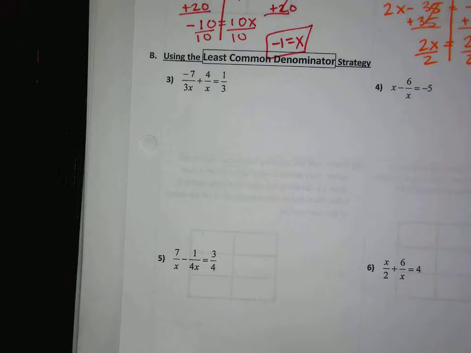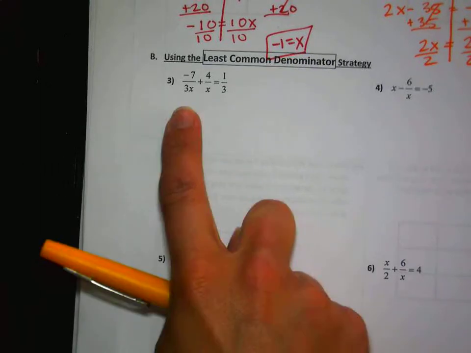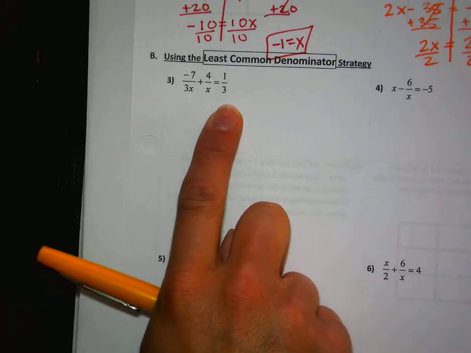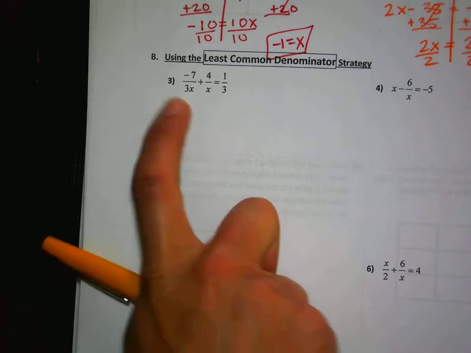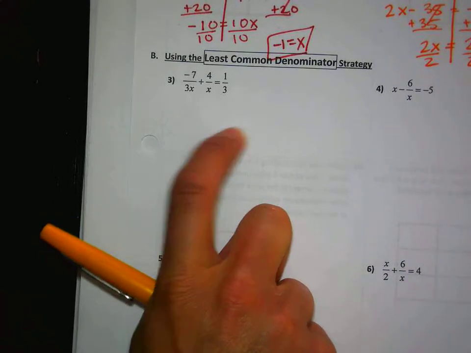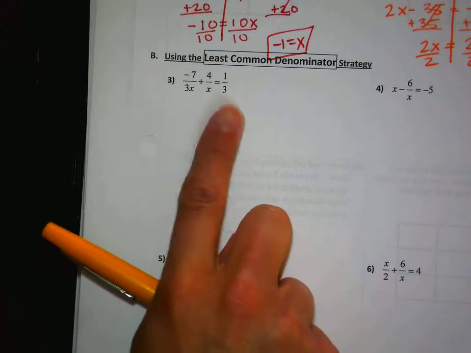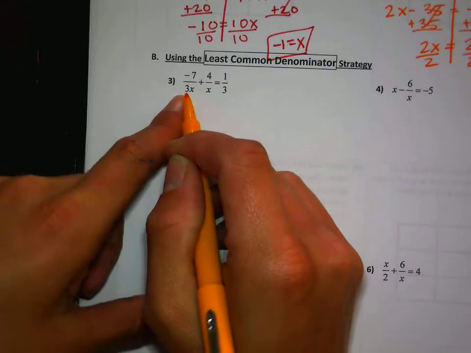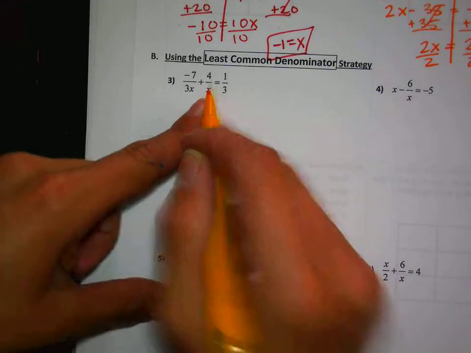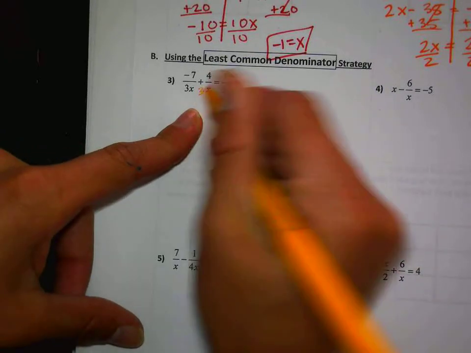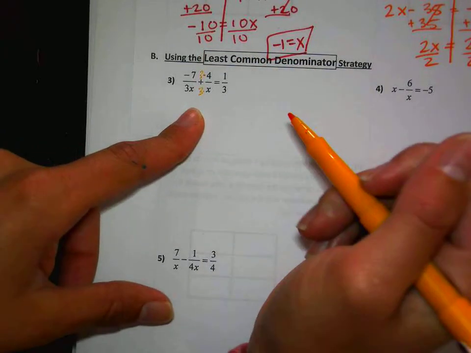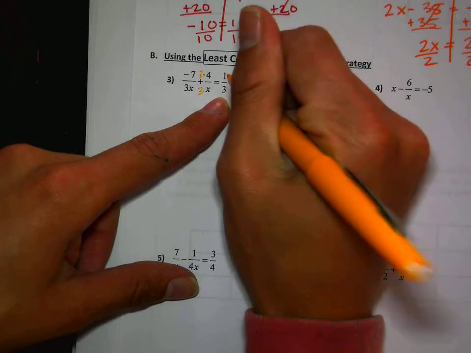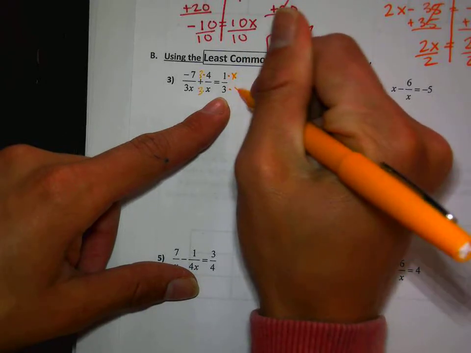And so we're going to do something called the least common denominator strategy, which means that I want to get everything, all of my fractions, all 3 of these, to have the same denominator. So, looking at this denominator, what can I turn them all into? 3x. So, I don't need to multiply this one by anything. What do I need to multiply this fraction by? 3. So, I'm going to multiply by 3 on the top and the bottom. I need to multiply this fraction by? X on the top and the bottom.